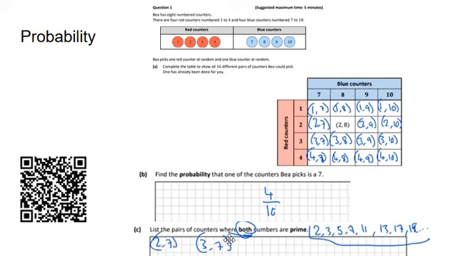List the pairs of counters where both numbers are prime. You needed to know what a prime number is there. They threw that into that question, even though it's a probability question. So they'll do that quite a lot with this paper in general, because there's only 13 or 14 questions on the paper and there's so many topics that you do over the 3 years for junior cert. They'll mix in questions together. So here they're mixing in what's a prime number with the probability question.